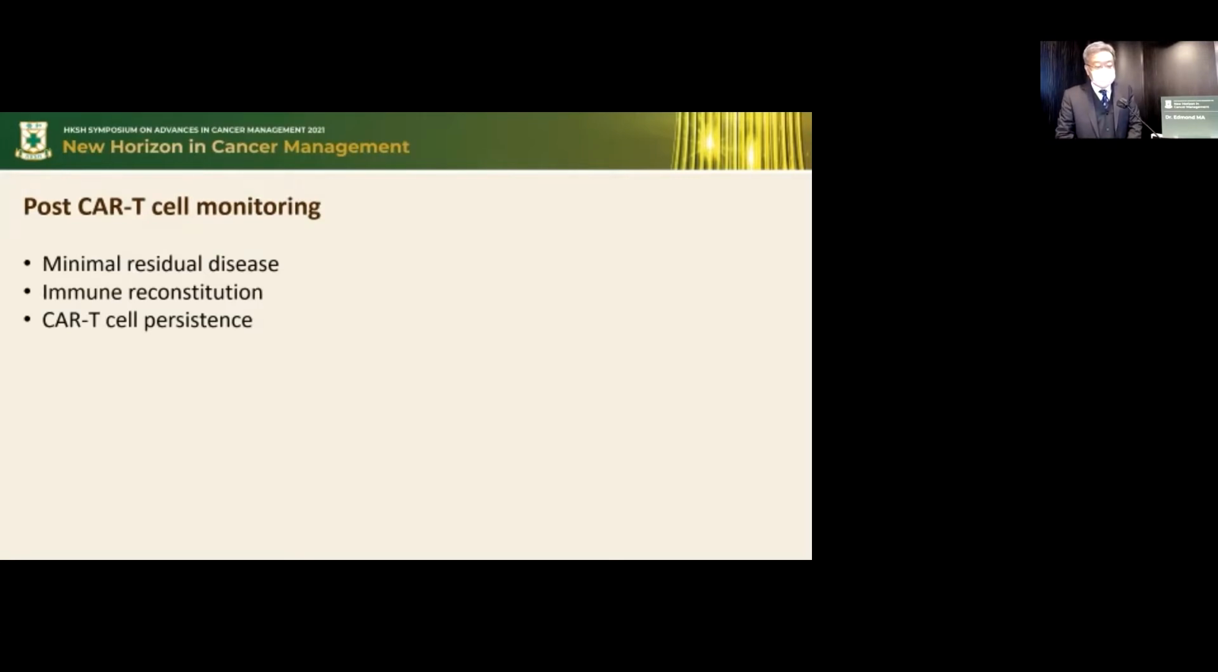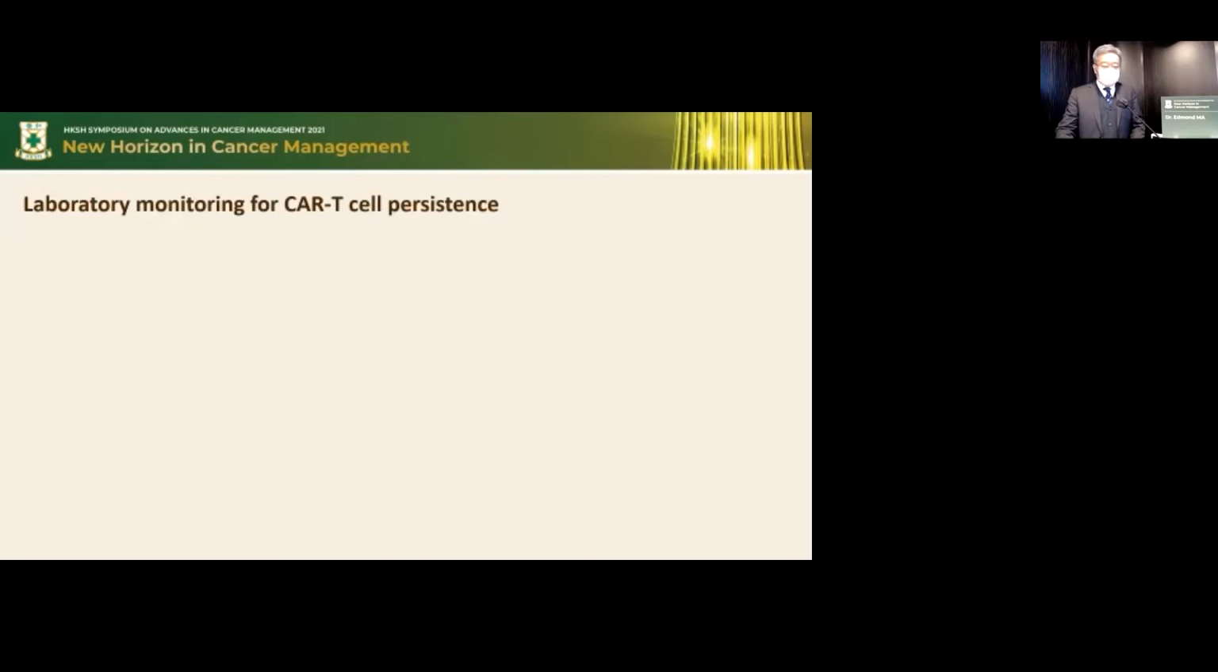First is the detection of minimal or measurable residual disease. That means whether there are residual cancer cells, be it leukemia cells or myeloma cells after therapy. Second is to document the immune reconstitution of the patient after immunosuppression. Say, for example, what is the lymphocyte subset numbers, lymphocyte function, immunoglobulin levels, etc. And then thirdly is to monitor for the CAR T cell persistence, which is the focus of this talk.